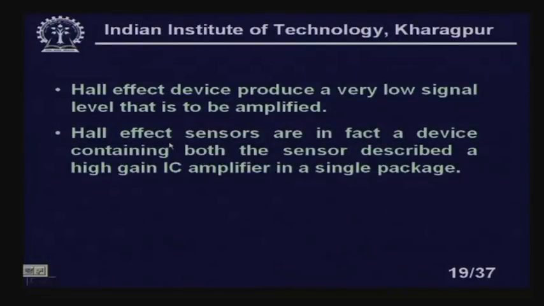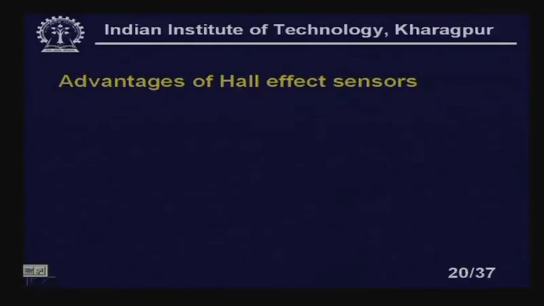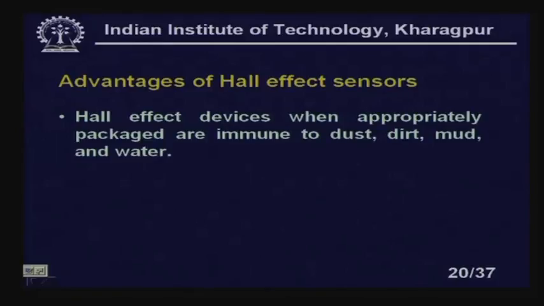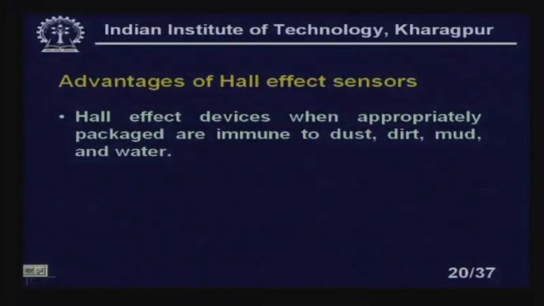Hall effect sensors are in fact a device containing both the sensor and a high gain IC amplifier in a single package. Advantage of the Hall effect sensor: Hall effect devices, when appropriately packaged, are immune to dust, dirt, mud and water. Okay. In many places, I mean hostile environments, I may use this. It does not depend on how dirty it is, it will work the same, right. Calibration, I do not have to recalibrate the instrument, that is the great advantage. So, in any type of environment I can use this Hall effect sensor, especially for the measurement of current.